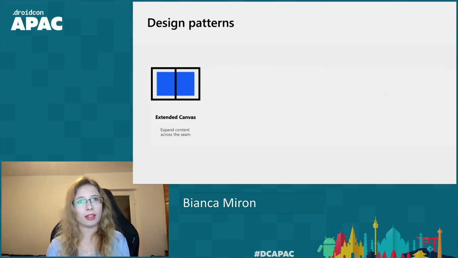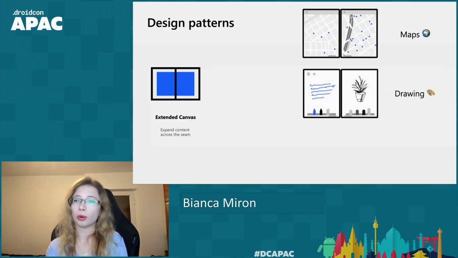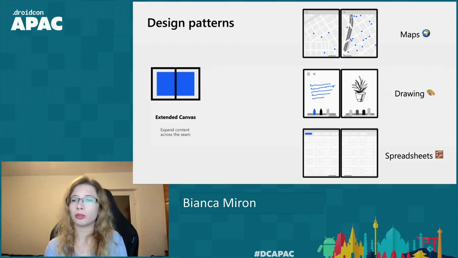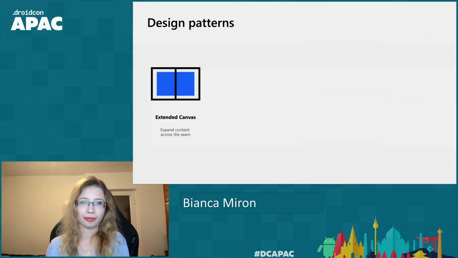So extended canvas represents an entire set of pixels displayed in one place. It's used for maps applications, so you can see multiple locations at the same time. For drawing, to have a larger virtual board, and also for spreadsheets to prevent horizontal or vertical scrolling.